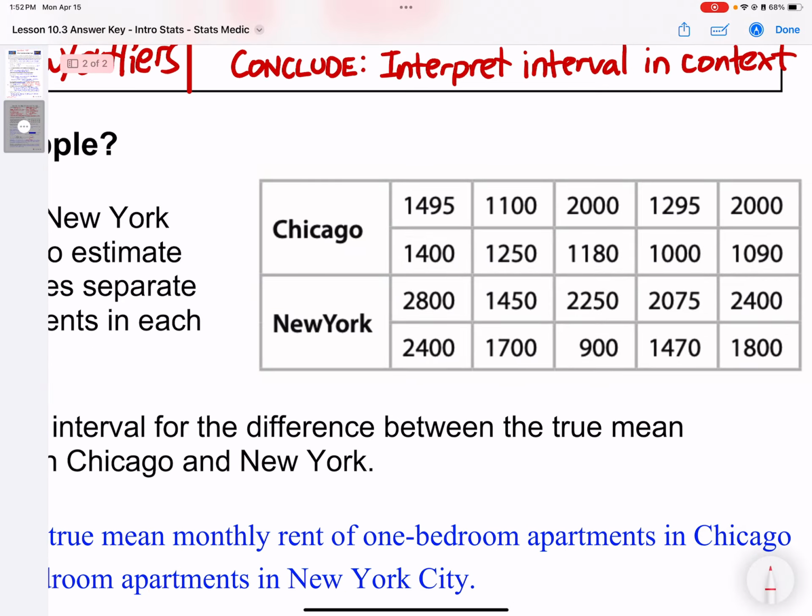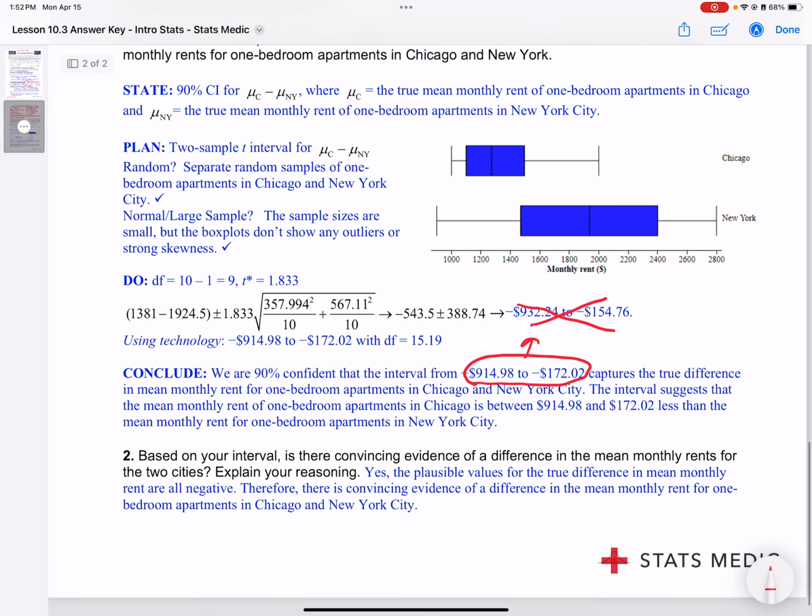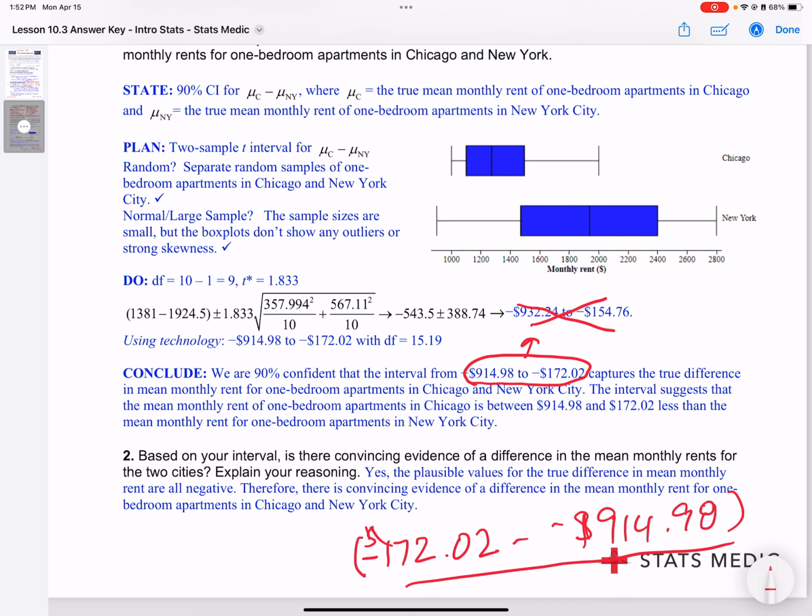Put your data for Chicago in, your data for New York in, and do the same thing that I just did. Is there evidence that the mean monthly rents differ? And yes, because look, they're lower, because it says negative 172.02 to negative 914. So what that means is it's this much lower to live in Chicago on average per month than New York. All right, I hope that helped. And if you have any other questions, let me know.